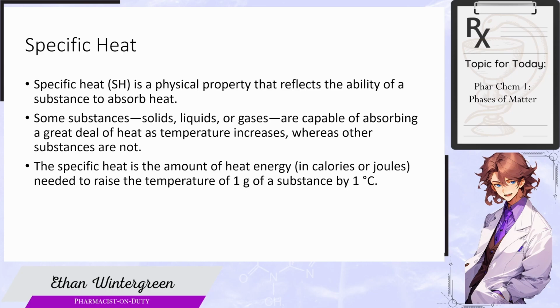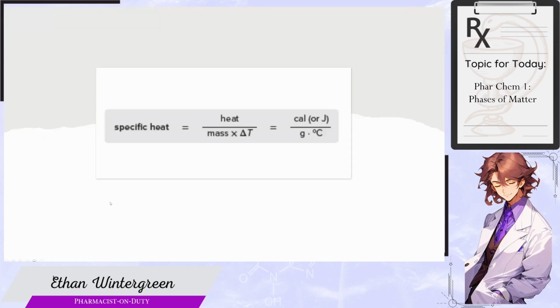Okay, so some properties of our energy. We have our specific heat. When we say specific heat, it is a physical property that reflects the ability of a substance to absorb heat. Some substances are capable of absorbing a great deal of heat as temperature increases, whereas other substances are not. The specific heat is defined as the amount of calories or joules, this is energy, needed to raise 1 gram of substance temperature by 1 degree Celsius.